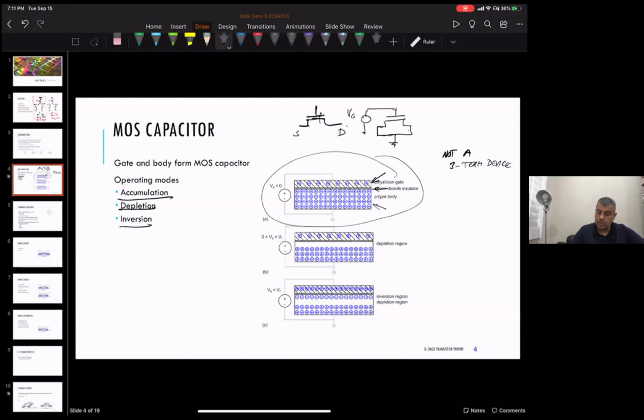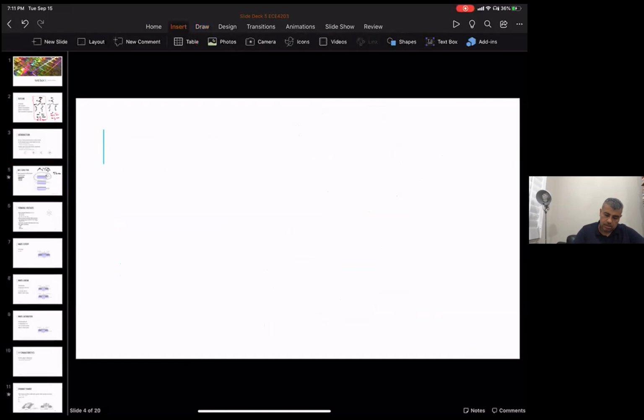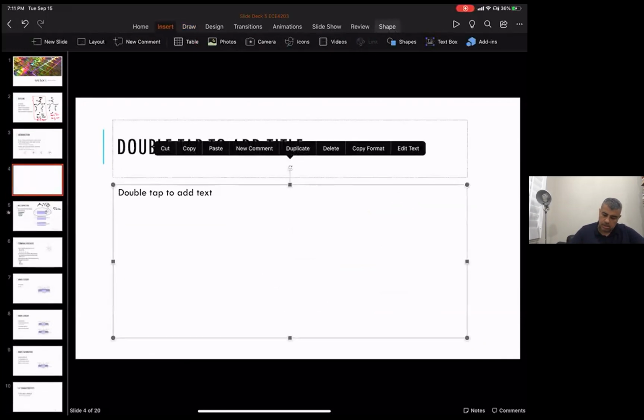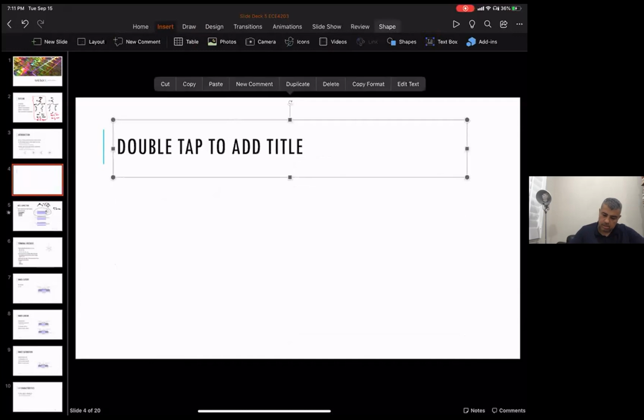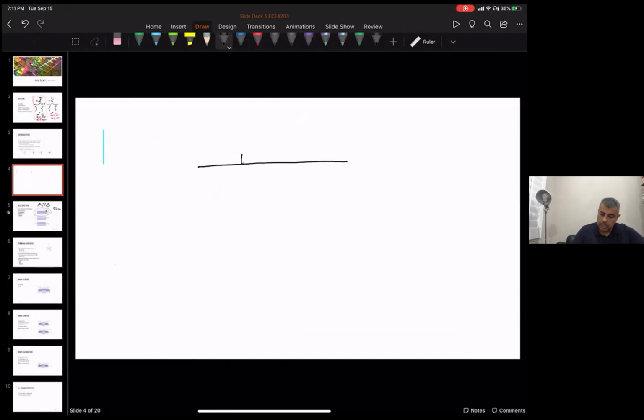Okay. So remember that a P-type piece of silicon, so an NMOS transistor that we're talking about here, has a silicon dioxide gate.